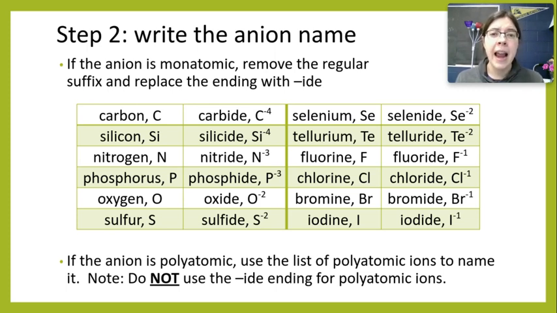Now, if the anion is polyatomic, we're just going to write the name of that polyatomic ion. We do not change the IDE ending or any of that stuff. We just write what its name is. So pretty simple there.